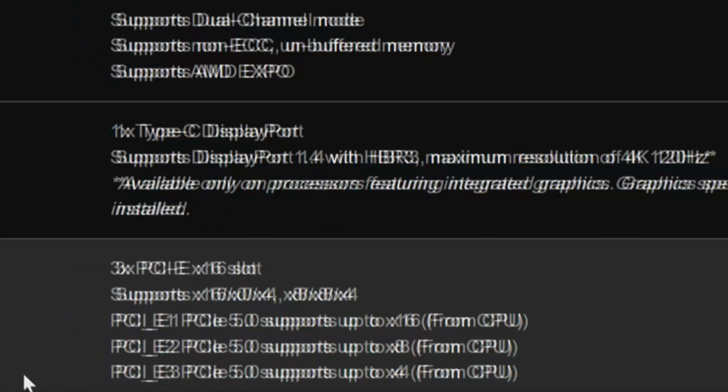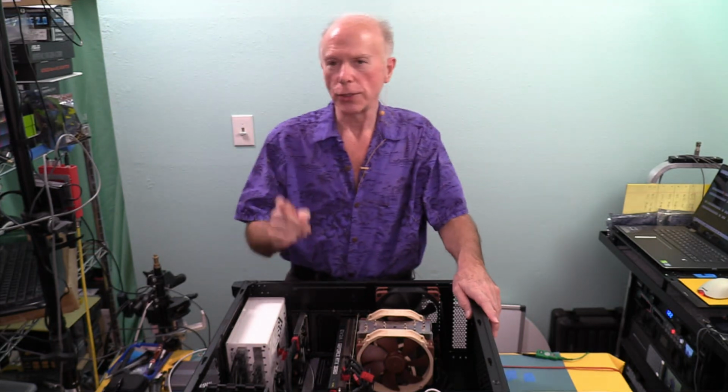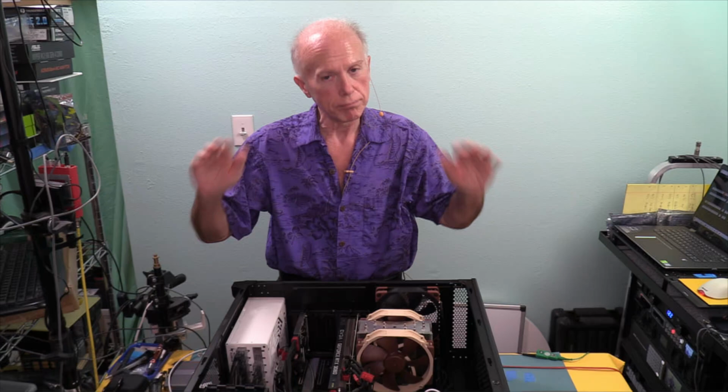Okay, now for slots and storage. First of all, 3 slots: x16, x0 or x4, x8 x8 x4. What that means is the PCI Express slots, all 3 of those, first of all, are PCI Express 5. But the first slot, second slot, and the third slot are all from the CPU. And the x16 means the first slot used by itself, which we will reiterate when we get into the block diagram, because it all makes it really understandable and really simple to comprehend.